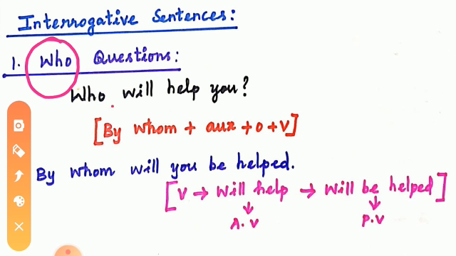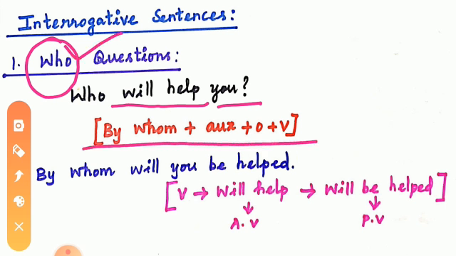Here, will help is a verb which is in simple future tense and you is an object, and here we have a formula. Just look at it, which is used for the question which starts with the question word who. By whom plus auxiliary plus object plus verb. So we have to follow this formula when changing the question which starts with the question word who.